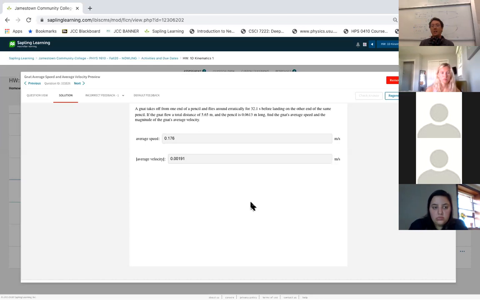Whereas average velocity is the change in position, or the displacement, divided by time. Okay? So to do the first one, to find the average speed, I would use the total distance. Remember, distance is like what your car odometer reads. It never subtracts, it just keeps growing. So your total distance is going to be the big number.